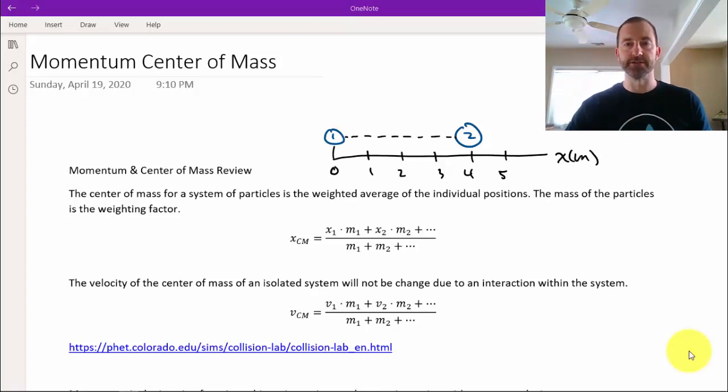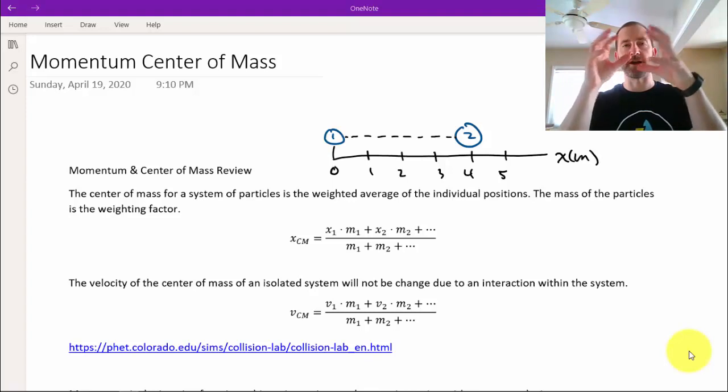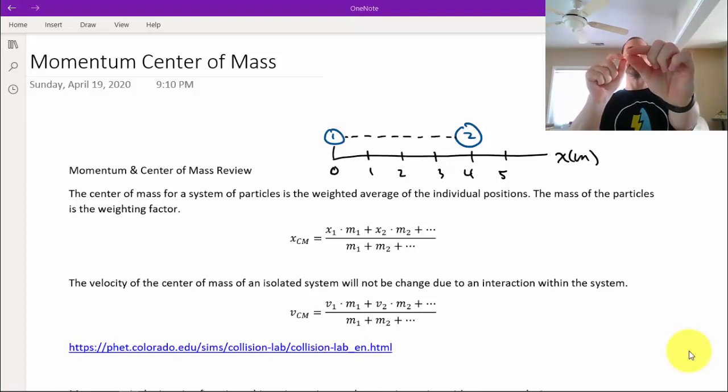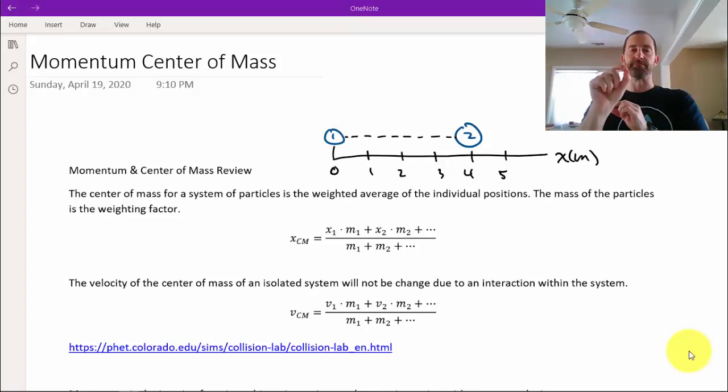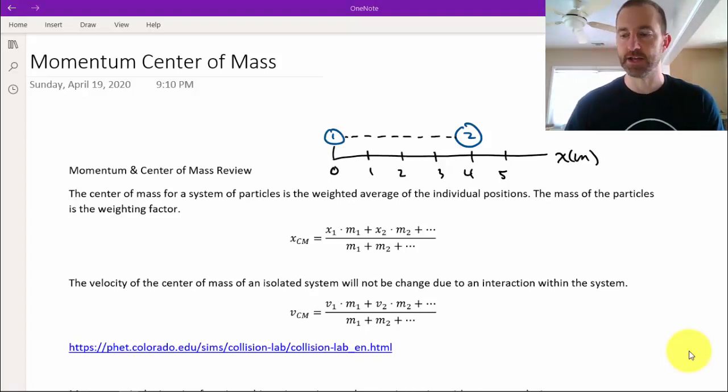Another way is that if this was two objects that were somehow together, and if we zoomed out really far, it would sort of look like a single point, and where would that point be? Well, it wouldn't be at object 1 or object 2, it'd be someplace in the middle. So that's what the center of mass is. It's not necessarily the center of geometry, but it sometimes is.